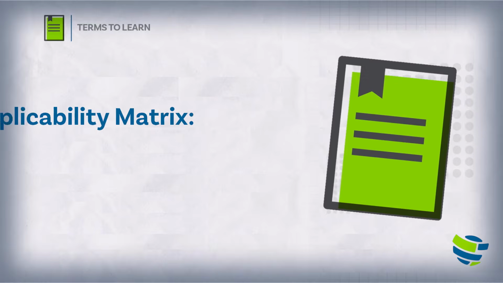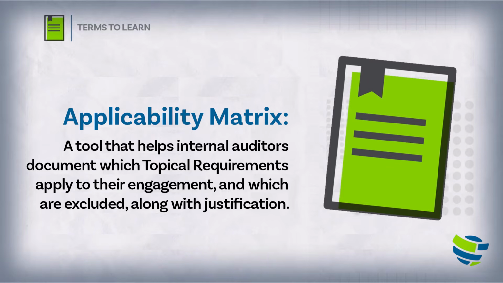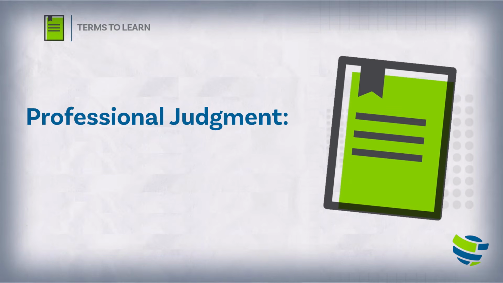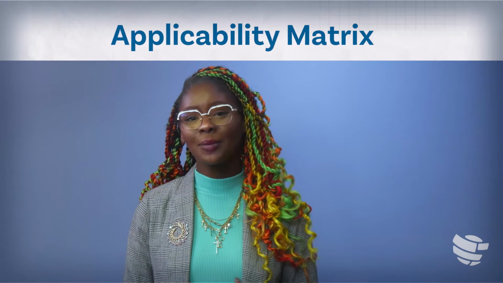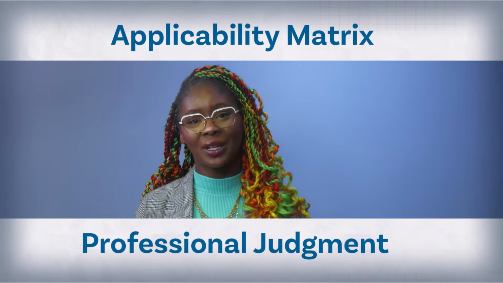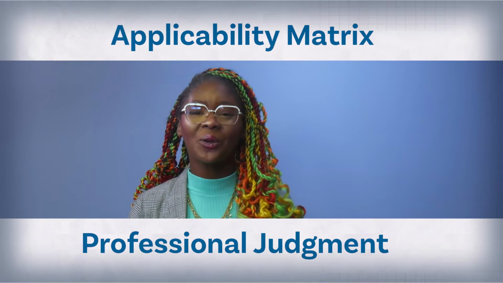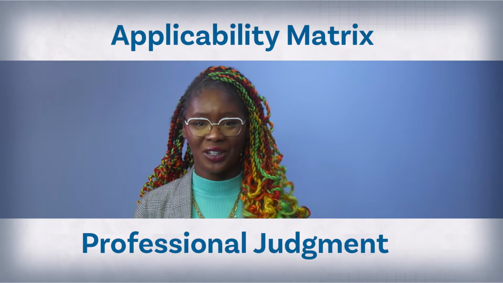The first is applicability matrix. This is a tool that helps internal auditors document which topical requirements apply to their engagement and which are excluded, along with justifications. Our next term is professional judgment, which is the application of knowledge and experience in making informed decisions that are reasonable, evidence-based, and aligned with the standards. You'll see both terms often in your work with topical requirements. The applicability matrix keeps your logic transparent, and professional judgment helps you adapt the blueprint to fit your organization's context without cutting corners.